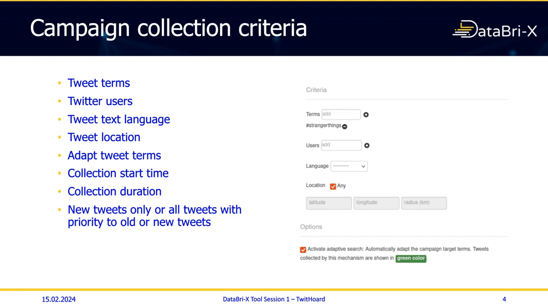The user can specify when the collection procedure starts and how long it lasts. And since the collection can go to the past up to a limited time that Twitter provides, the user can specify whether only new tweets or old and new tweets need to be collected. And the priority: whether new tweets are collected first and then the old ones, or the priority goes to the old ones.